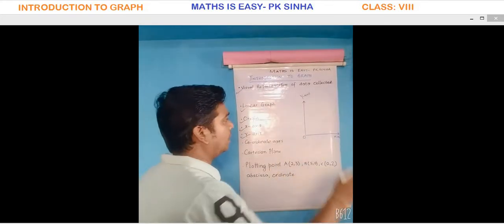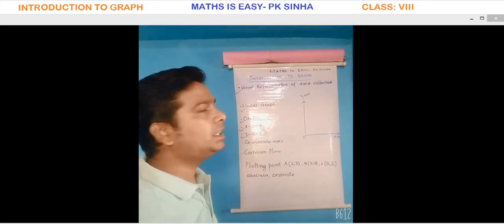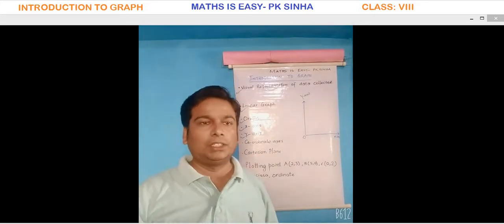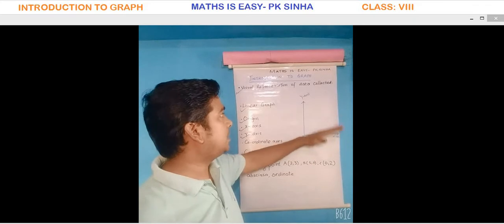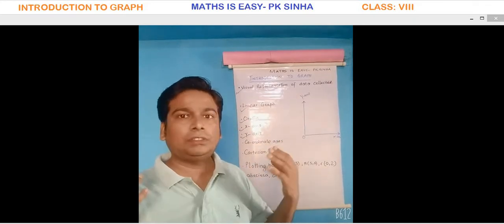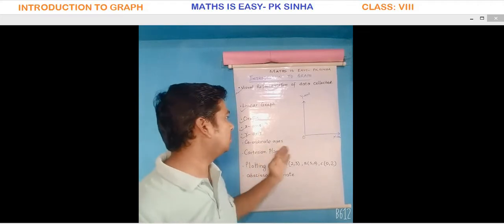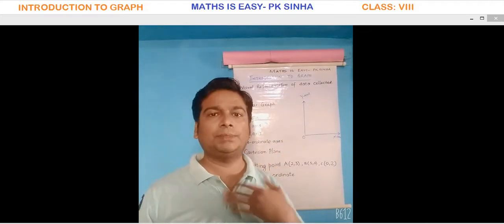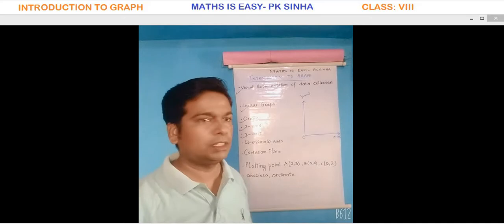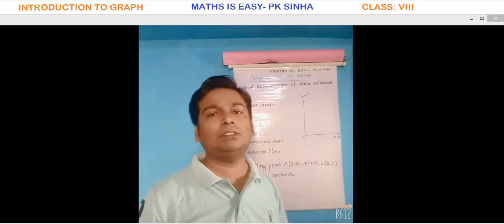x-axis and y-axis. Now coordinate axis. When we take the x-axis and y-axis names together, it is called coordinate axis. When someone asks what is coordinate axis, the x-axis and y-axis are the coordinate axis.